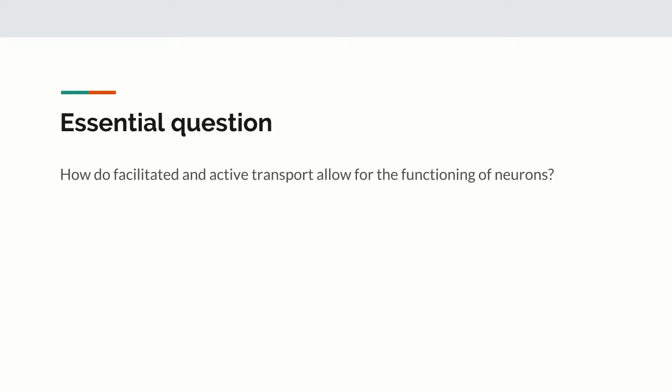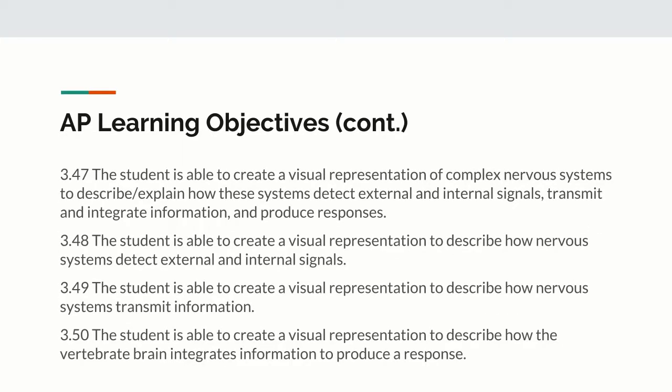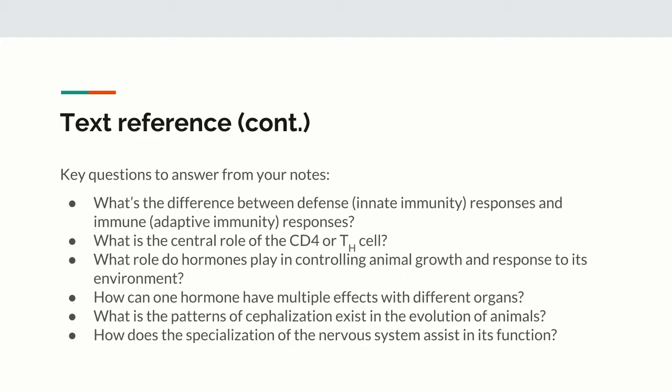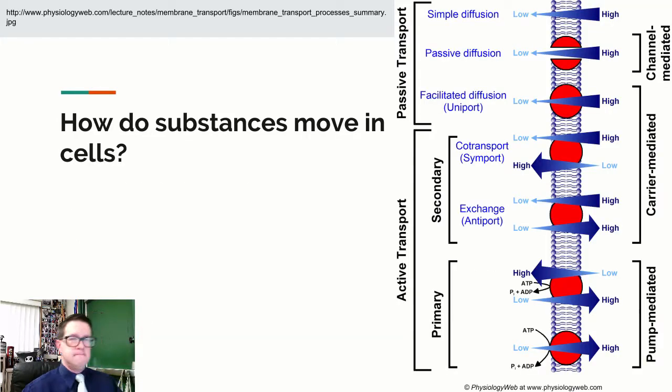So what we're going to look at is the role of facilitated transport and active transport in how neurons do their jobs. And this is something the College Board likes to test on, and there's lots of stuff involved here. So, we need a refresher. How do we move substances in and out of a cell? Well, it depends on what the substance is.